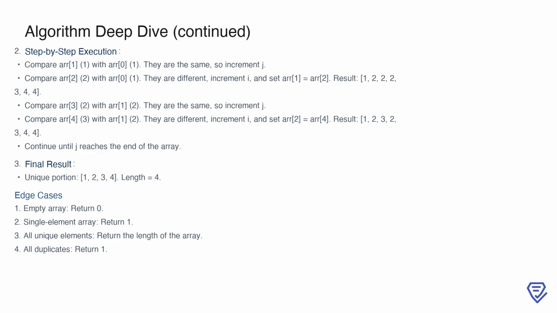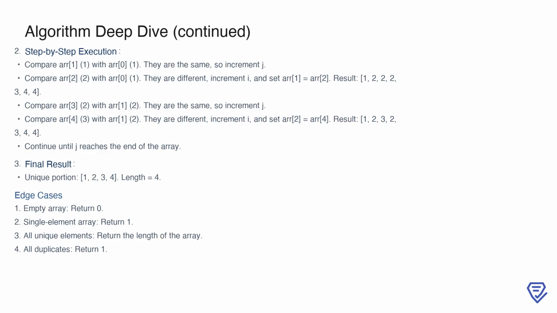Continue comparing arr[3], value 2, with arr[1], value 2. Since they are the same, increment j again. Then, compare arr[4], value 3, with arr[1], value 2. These values are different, so increment i to 2 and update arr[2] to 3. The array becomes 1, 2, 3, 2, 3, 4, 4. Repeat this process until j reaches the end of the array. The final unique portion of the array is 1, 2, 3, 4, and its length is 4.